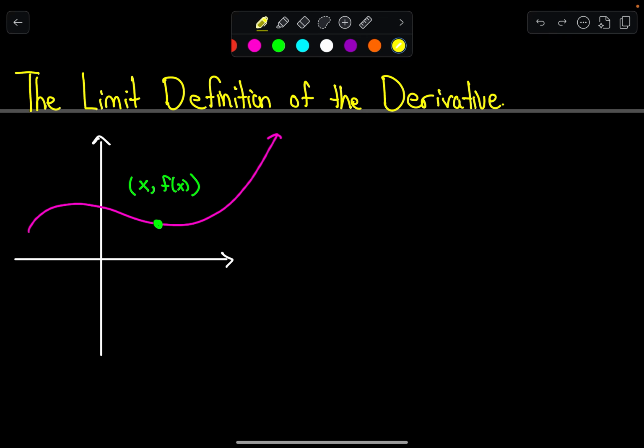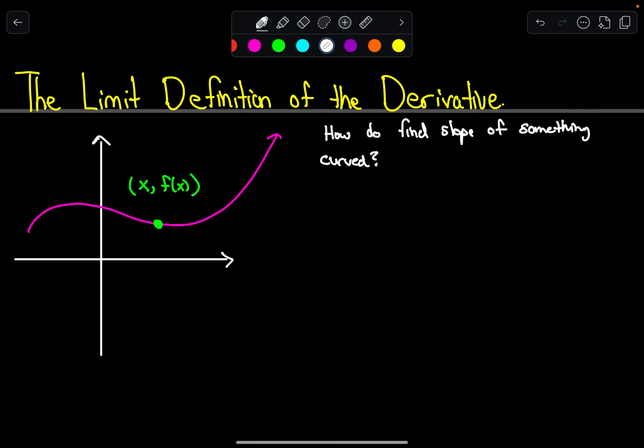So the idea that we're going to try and tackle, or the idea that mathematicians had, or rather the question is, how do we find slope? Okay, how do we find slope of something curved? Right? Because this curved graph is always changing. How do we find the slope of something that's curved?